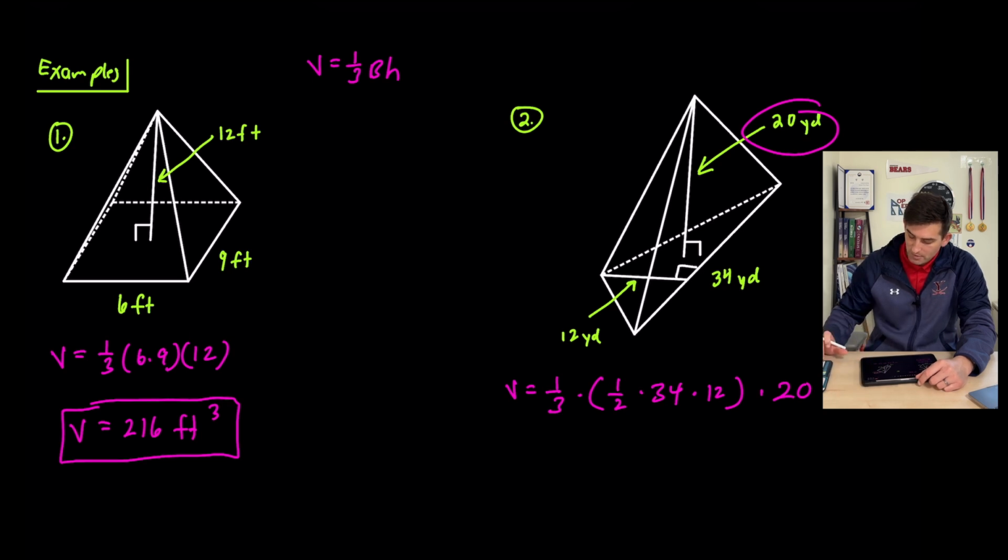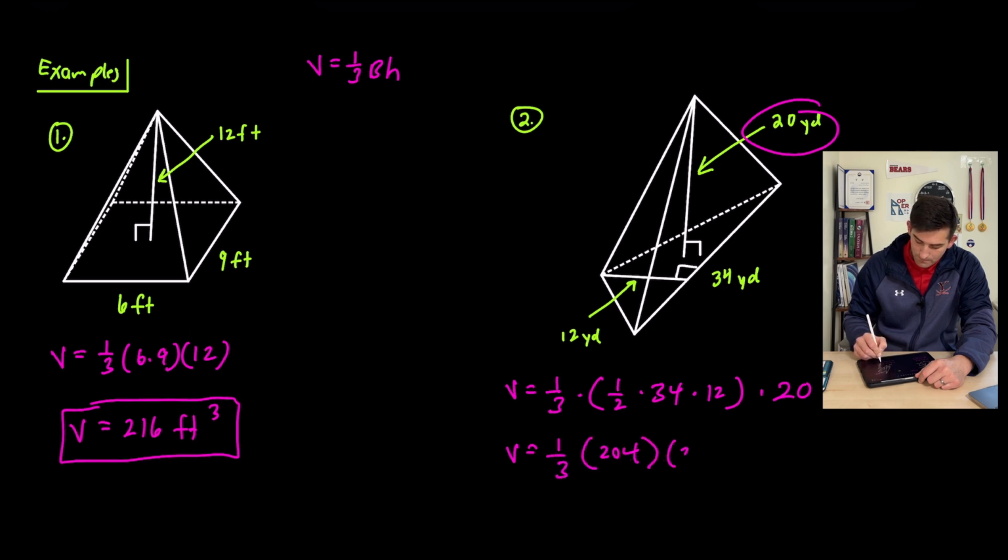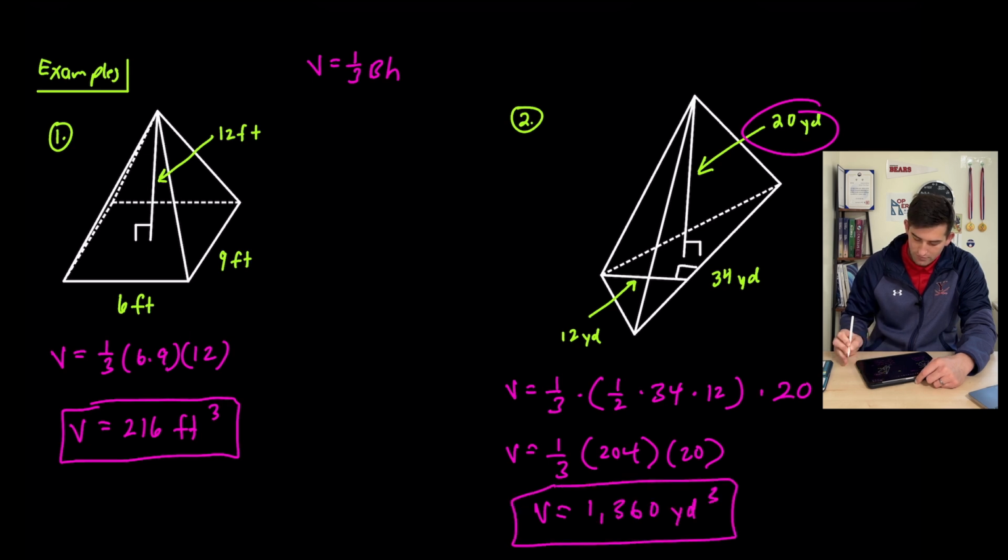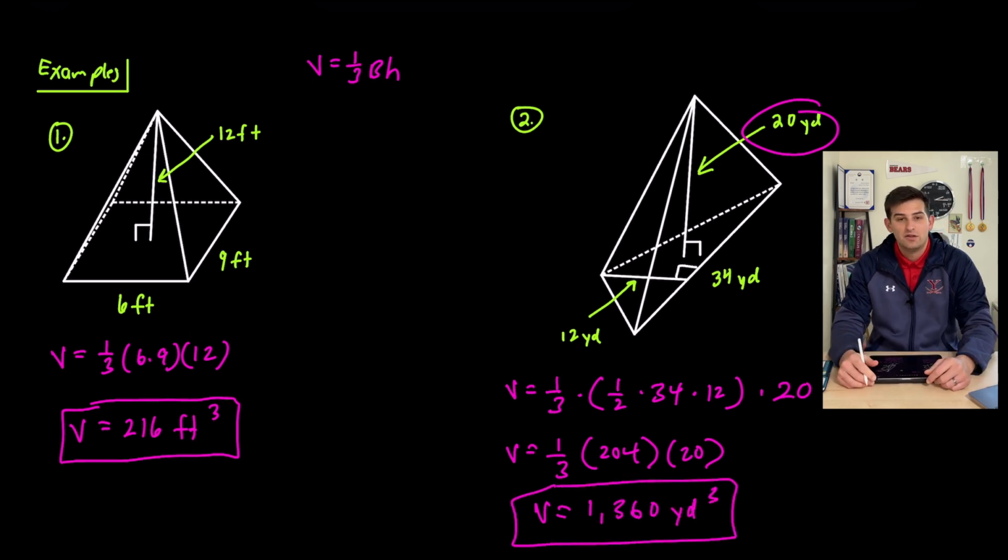So now we can just multiply those. So let's actually do 34 times 12, 408. Then I'm going to divide that by 2. So that gives me my answer in parentheses here, which would be 204. Okay, so I'm actually going to multiply that by 20, and then I'll divide that by 3. And that gives me a total volume of 1,360 cubic yards. Okay, and that is how we can find the volume of a pyramid.